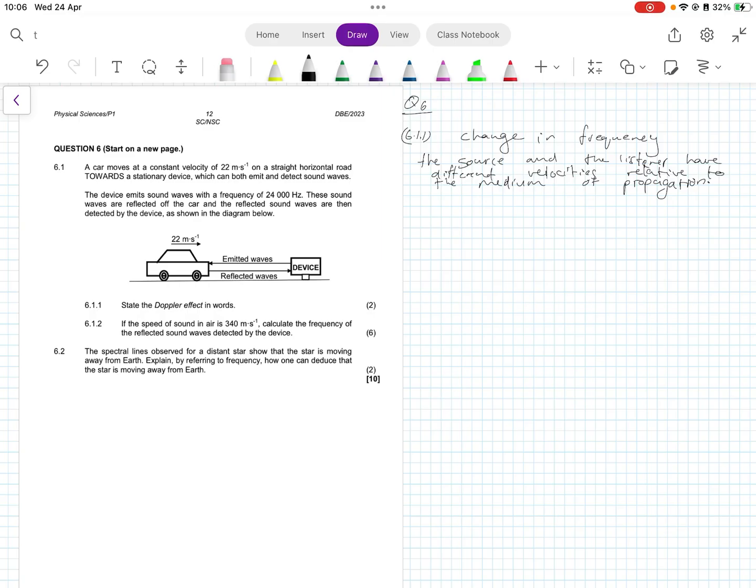Question 6.1.2 being a calculation. We are told that, if the speed of sound in air is 340 meters per second, calculate the frequency of the reflected sound waves detected by the device.